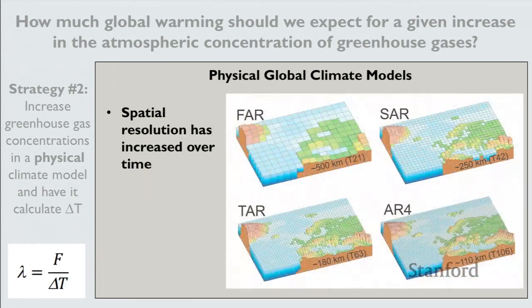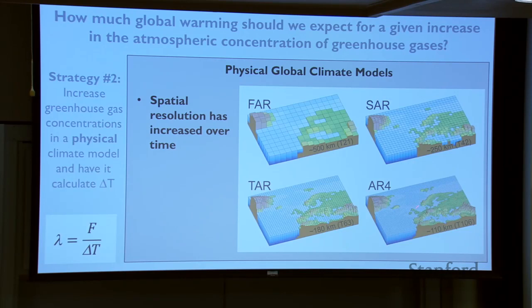And then, of course, the spatial resolution has increased as computing power has increased. In 1990, this is what Europe looked like in a typical climate model, only a couple pixels over the entire continent. And we're still, for the most part, working with models that look more like this. So these global climate models really should be taken with a grain of salt when you're talking about any type of local projection, because the purpose of them is really to project global climate.